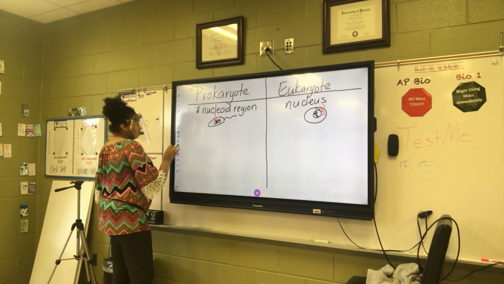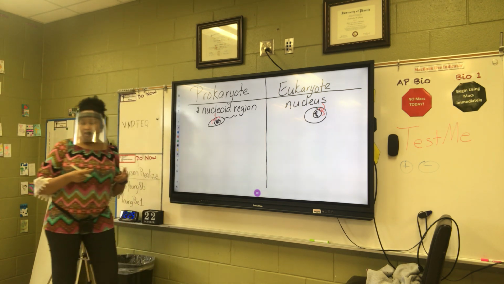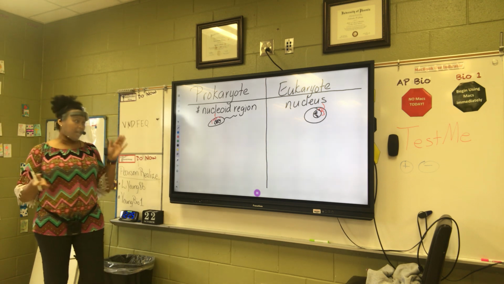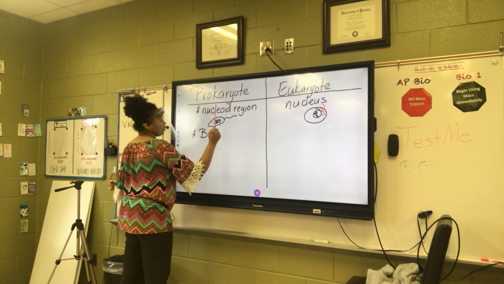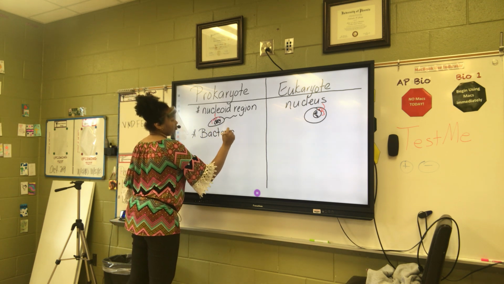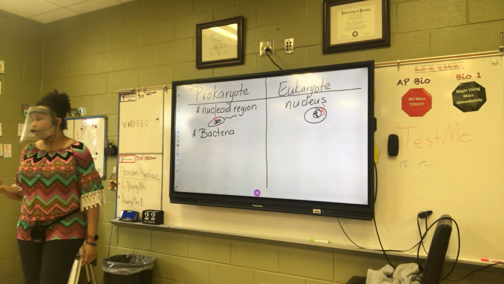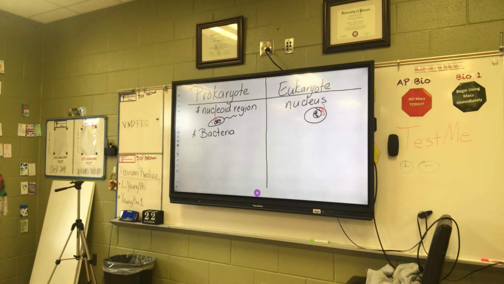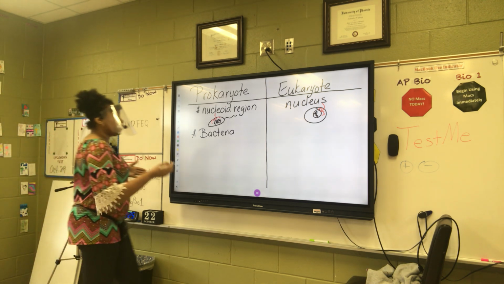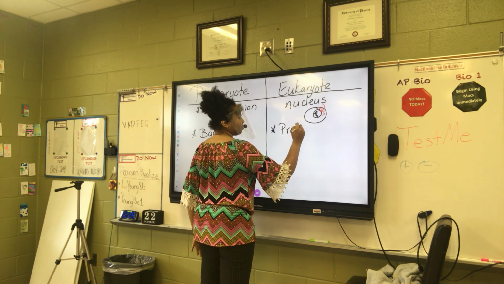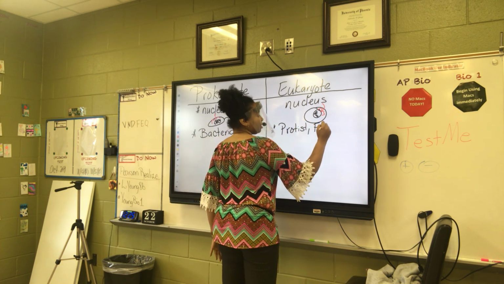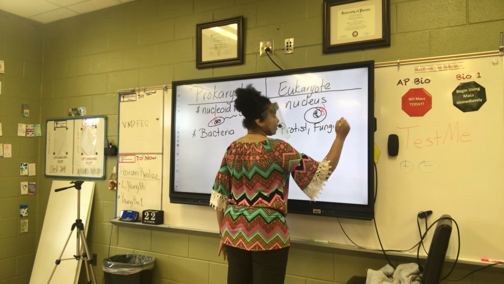All right, so when we talk about the types of organisms that have these types of cells, if I'm talking about prokaryotes, I'm going to be talking about bacteria, guys. If I'm talking about bacteria, I'm talking about prokaryotic cells. That's all we're going to be talking about. If I say bacteria, I'm talking about a prokaryote. If I say a prokaryote, I'm talking about bacteria. Now, when it comes to eukaryotic cells, I can find eukaryotic cells in protists, fungi, plants, and animals.